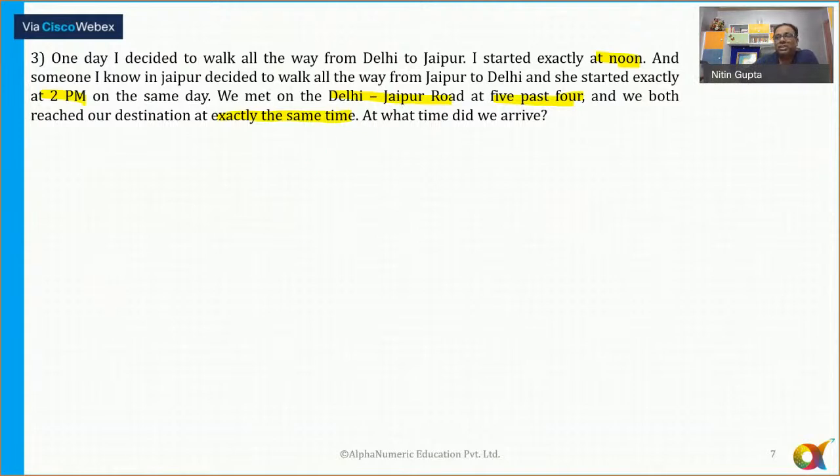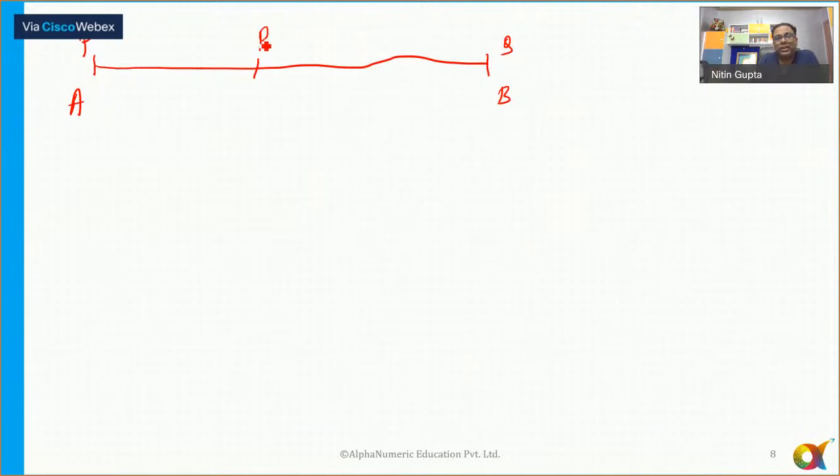First of all, you need to understand the concept, which is very, very important. I'm moving to the next slide. Let's say the distance between 2 points is PQ. This is point P, this is Q. Now, there is a person A and another person B. Both persons started at different times, not necessarily at the same time. And they meet at point R.